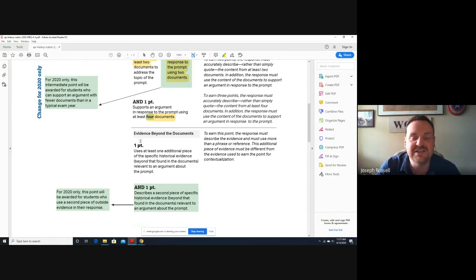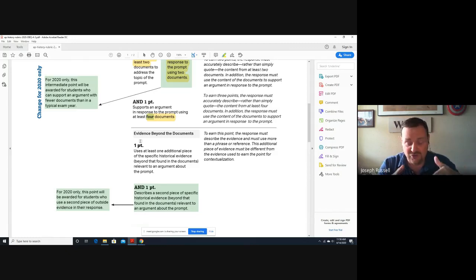Evidence beyond the documents is usually thought of as one significant piece of outside information, specific historical evidence that's not present in the document, right? So if you're writing about John Adams and the Alien Sedition Acts and how people react to that, and there isn't a document that specifically references the Virginia and Kentucky resolutions that Thomas Jefferson writes sort of on the sly under an assumed name, right? Then you talk about that and the effect that had on the way people thought about the Alien Sedition Act. That's outside information. That's not in the documents.